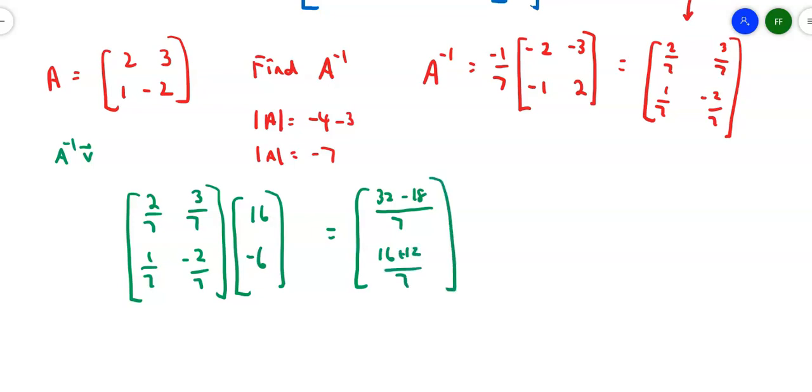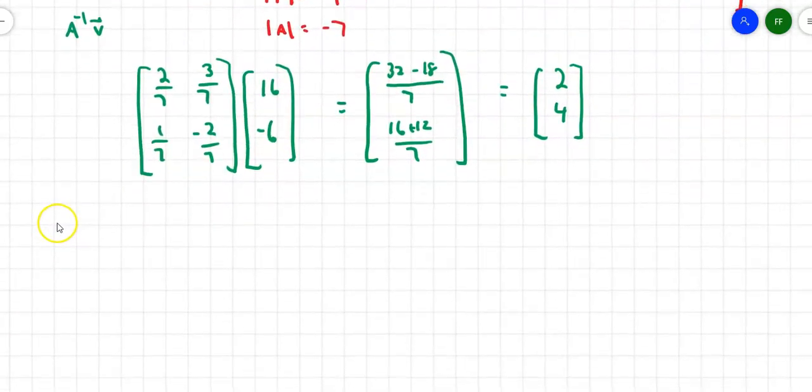So 32 minus 18 is 14. 14 over 7 is 2. And on the bottom, 28 over 7 is 4. So I just went back and got the original value from that transformation by taking the inverse. So it turns out that this is leading us to an equivalence theorem.